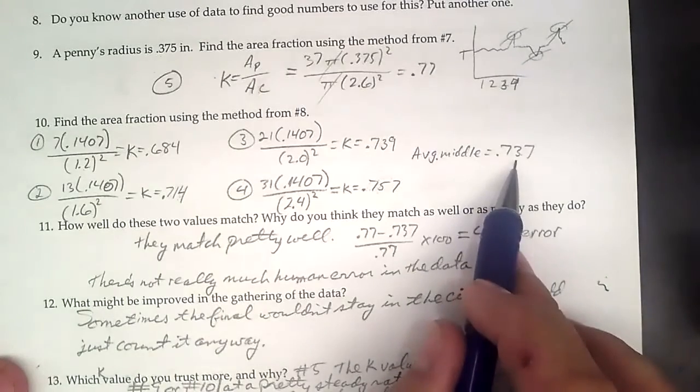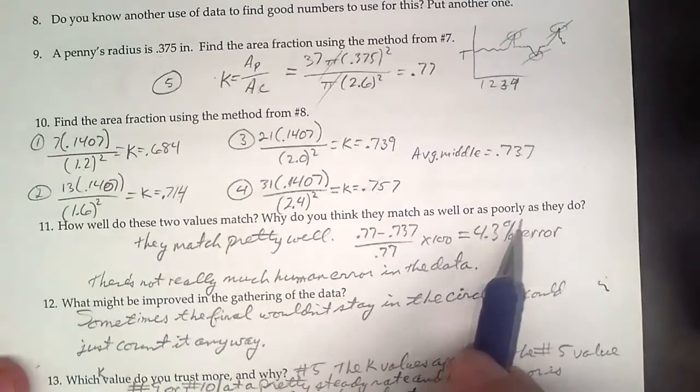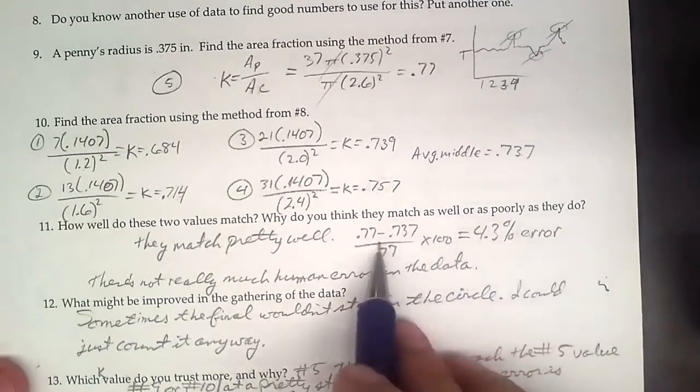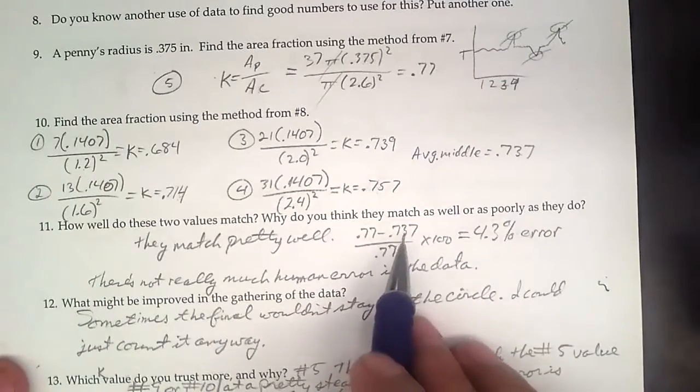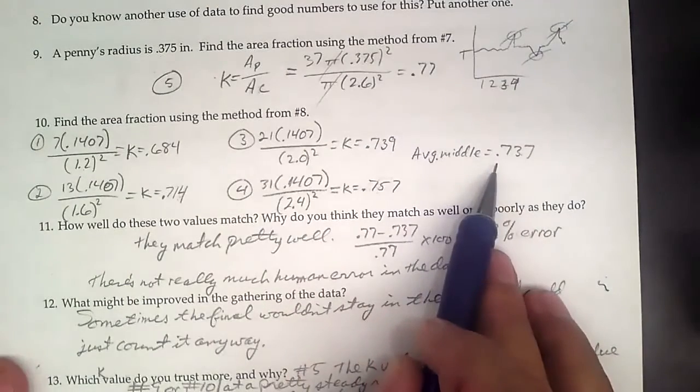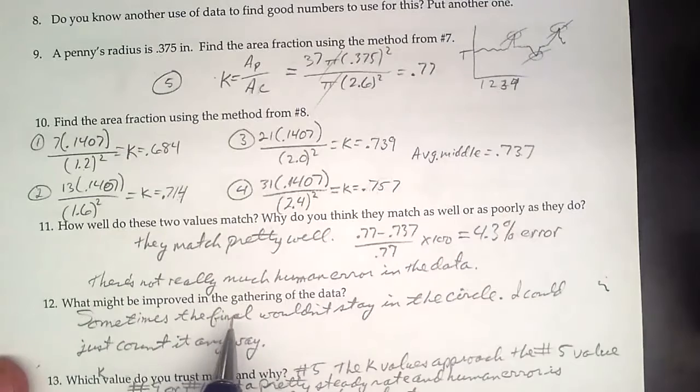And this number isn't all that much different than that, really. It's only 4.3% different using our percent error math here. But still, I would pick this number instead of that one. What might be improved in the gathering of the data?